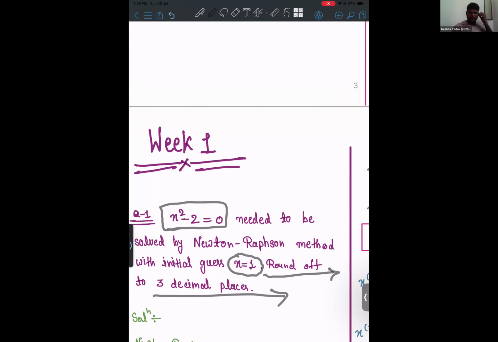Please do this problem and post the answer in the chat box, what you will get after the first iteration. Am I audible? Yes. Okay, so please do this problem and write down the value in the chat box, what you will get after the first iteration.